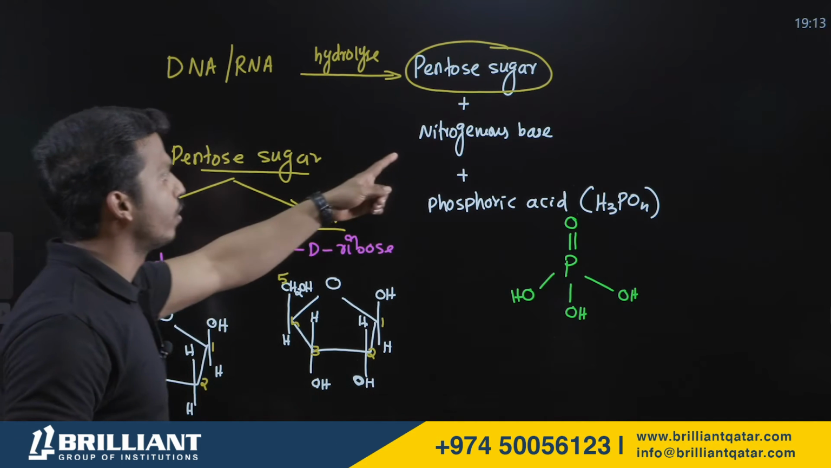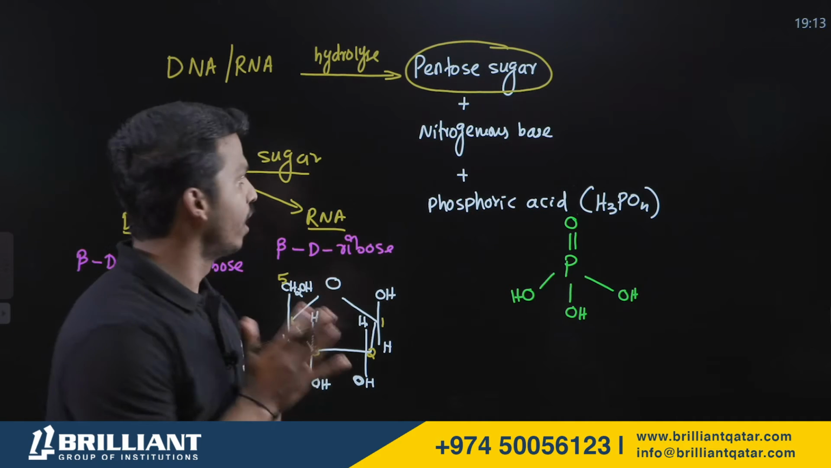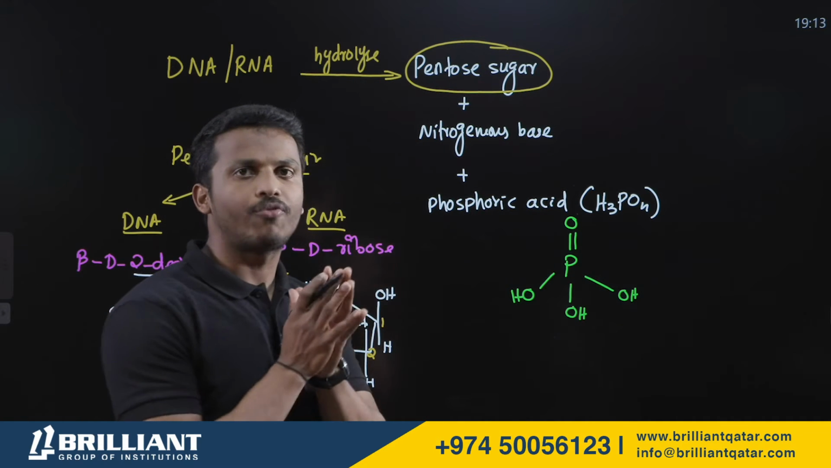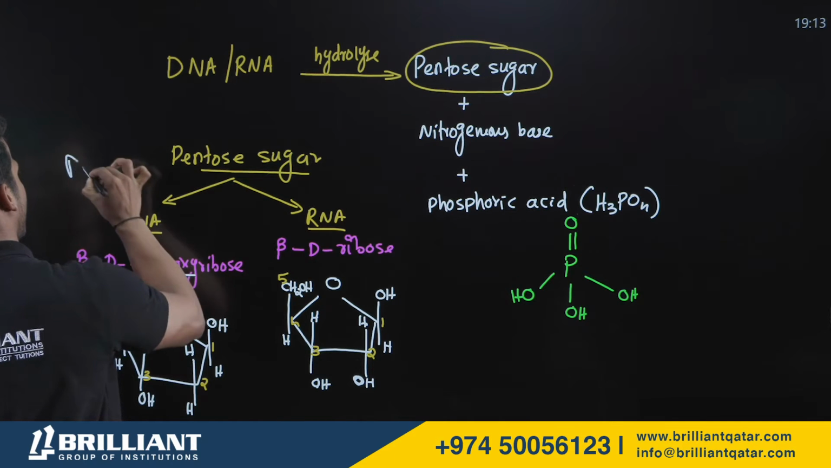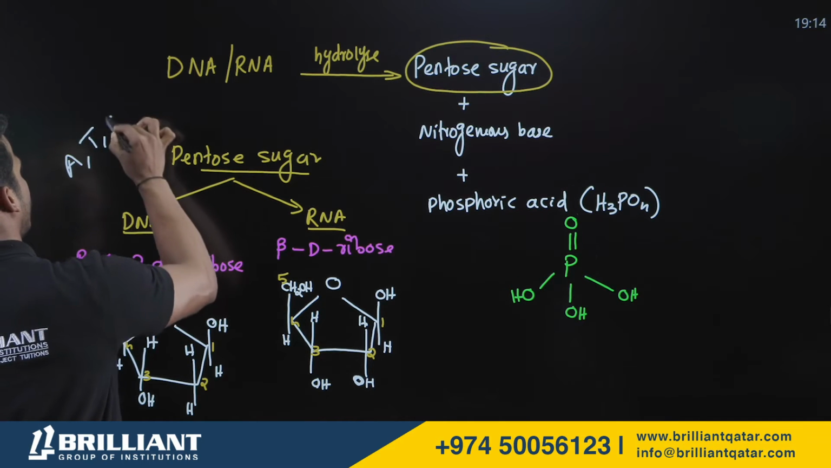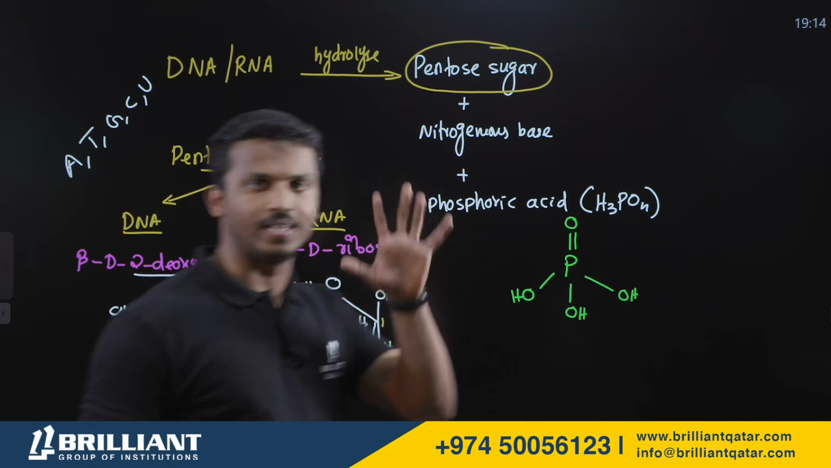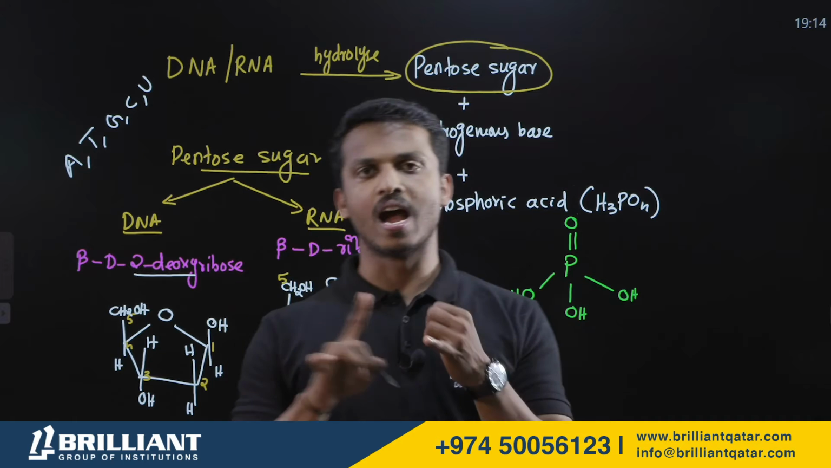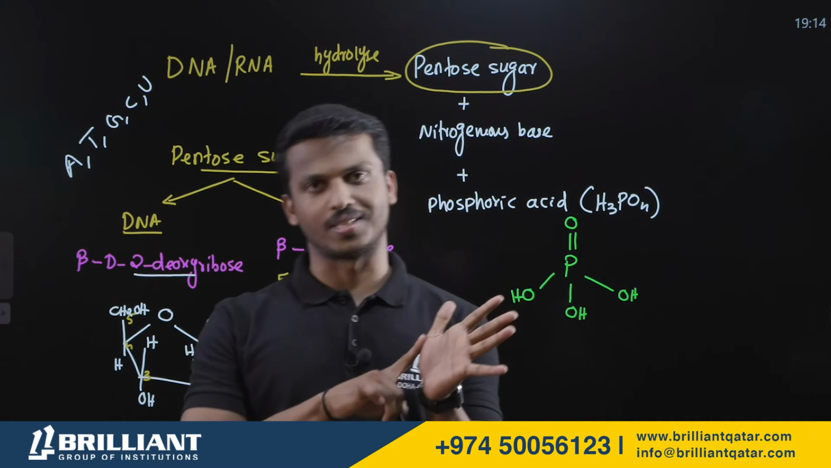Now we can go to the nitrogenous bases. Nitrogenous base means nitrogen-containing one. Dear all, in total we have 5 bases. You may study it in biology. The 5 bases are adenine, thymine, guanine, cytosine and uracil. These are the 5 nitrogenous bases: adenine, thymine, guanine, cytosine, uracil.